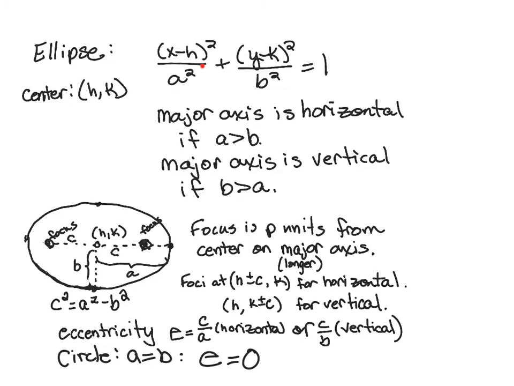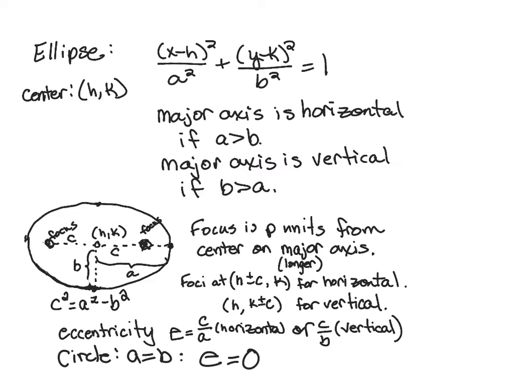If a is the biggest number, then your major axis is this way, and that's where your focuses are, your foci. They're on the major axis. If b is the bigger number, then you're going to be shaped vertically, and your focus points will be on the vertical axis. So if a is biggest, your major axis is horizontal. If b is biggest, your major axis is vertical.